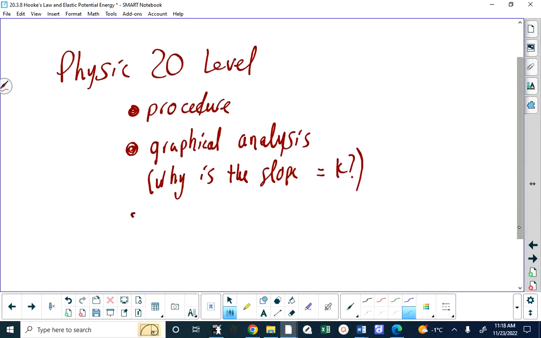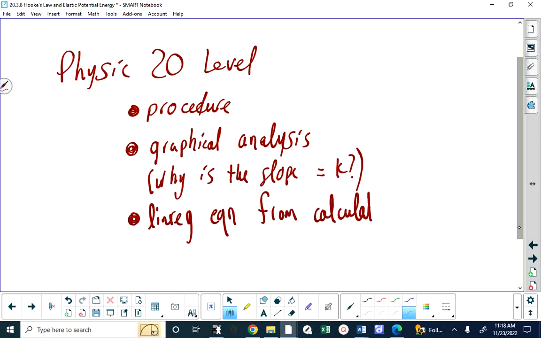I also want a linear regression equation from your calculator. And the value of k that it tells you. So I'm asking you, I mean, the slope of the line is k. It's what we're after. I'm asking you to do it on paper, but I also want you in your lab report that you're going to hand in to have something that says, when I entered the data into my lists, this is the linear equation that I got for the linear regression. So according to my calculator, this is the value of k.